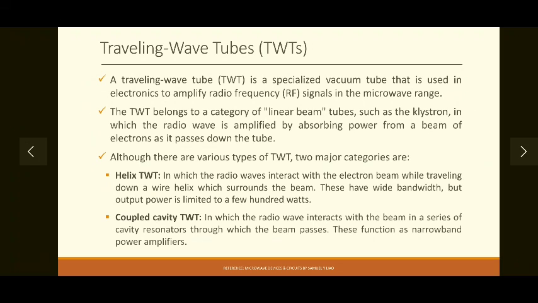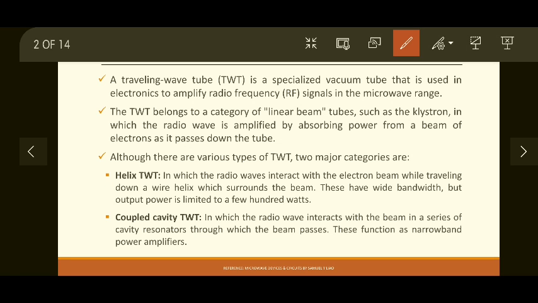So what is a traveling wave tube? A traveling wave tube is a specialized vacuum tube that is used in electronics to amplify radio frequency signals in the microwave range. So the primary job of these TWTs is as an amplifier. Okay, so these are used in amplifiers. So these belong to linear beam tubes, as I said, O-type tubes, such as klystron.